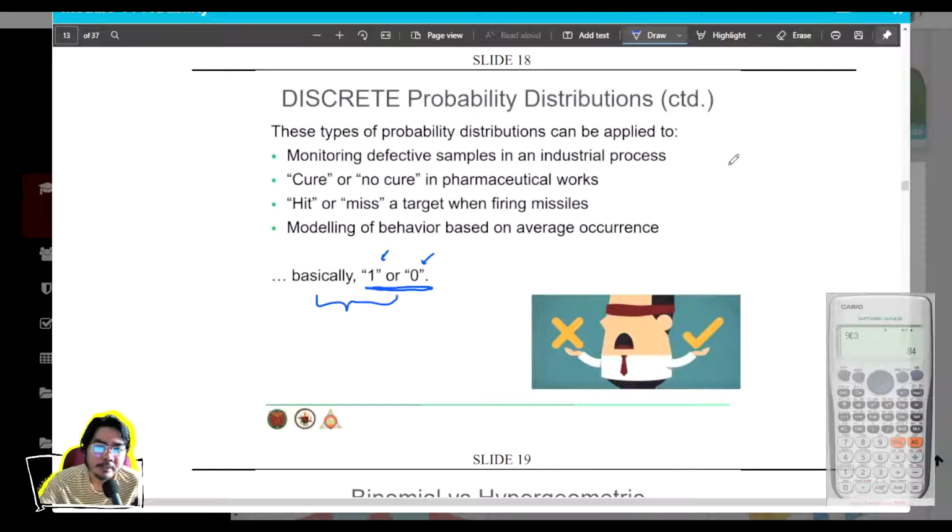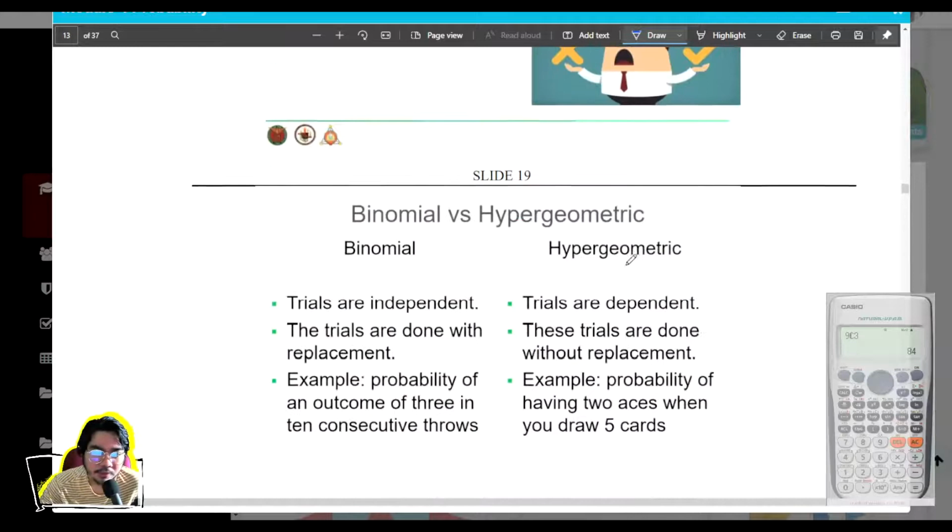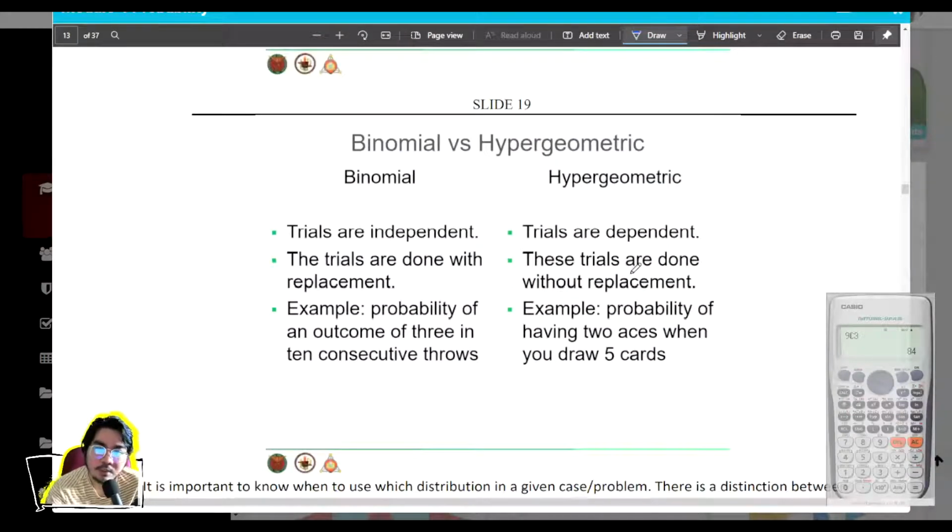Okay? So ito some of the examples where these probability distributions are useful. So for example, yung monitoring ng defective sample, so it's either defective or it's not defective. Sa pharmaceutical industry, you can have a cure or no cure. So kunwari you're looking at missiles, then you can hit or miss, etc. Okay? So let's first punta tayo sa first two probability distributions natin. So we have the binomial probability distribution and we have the hypergeometric probability distribution.